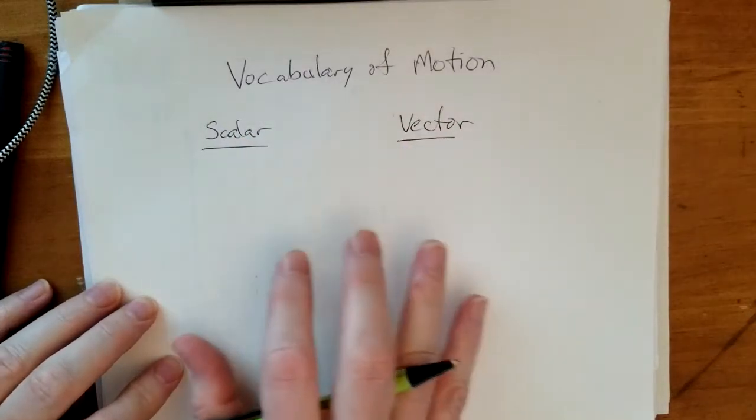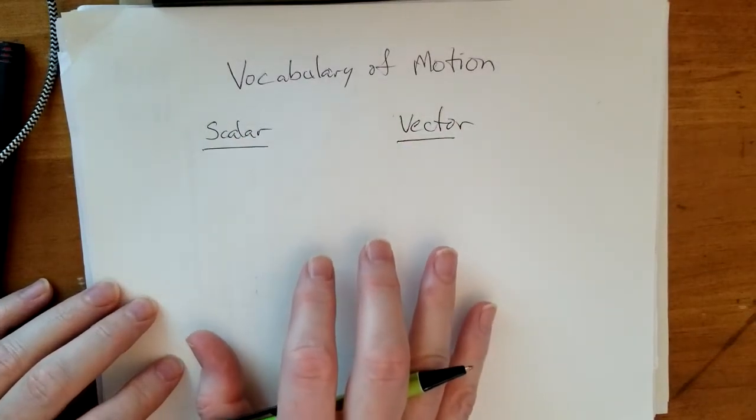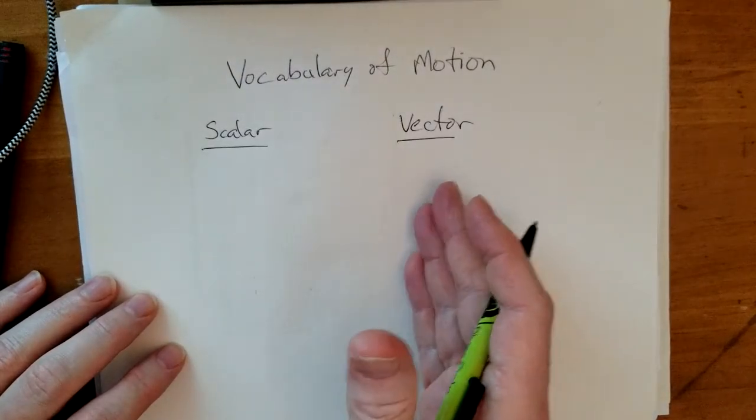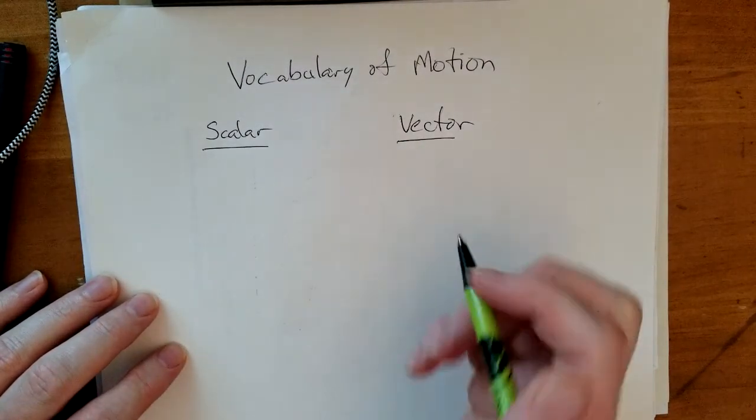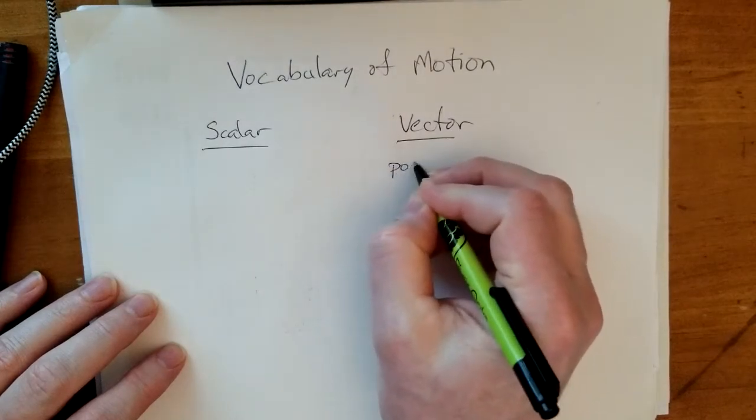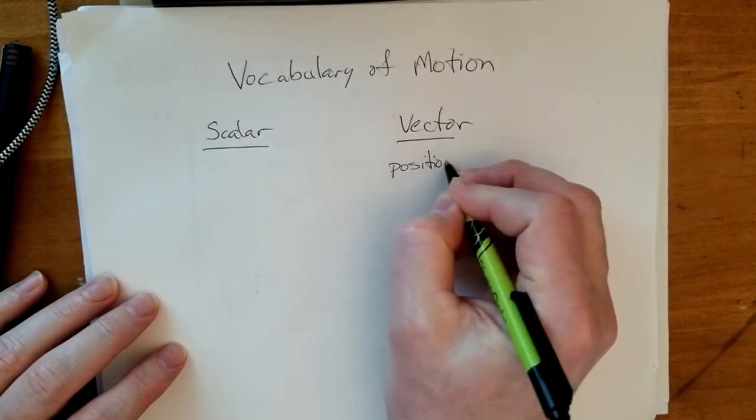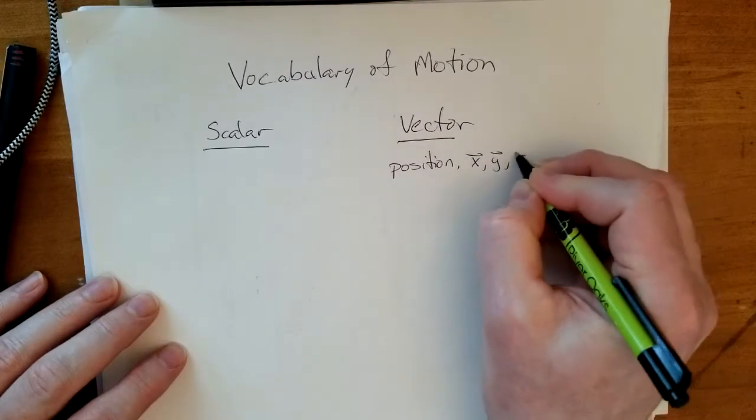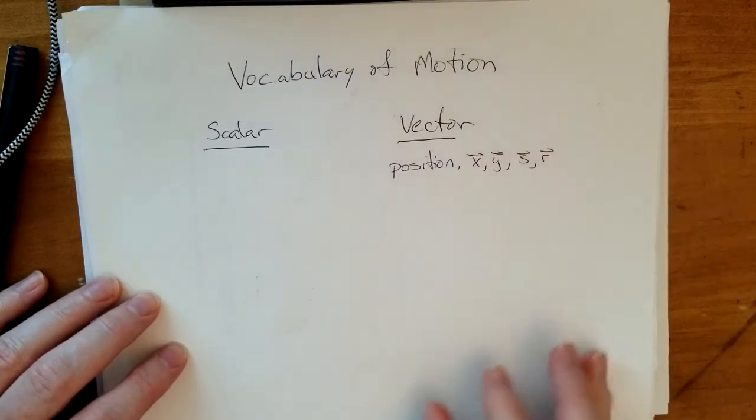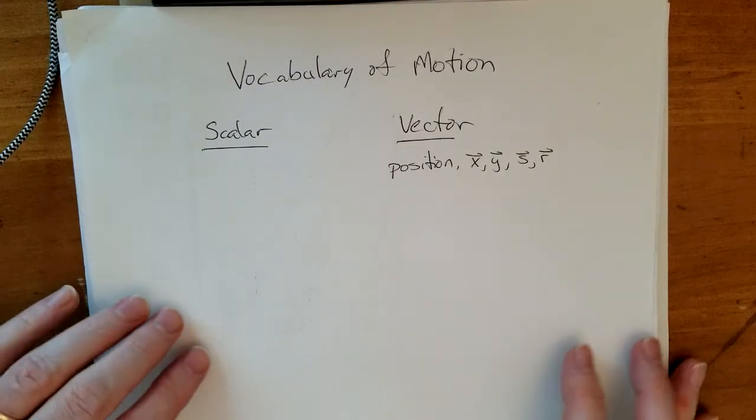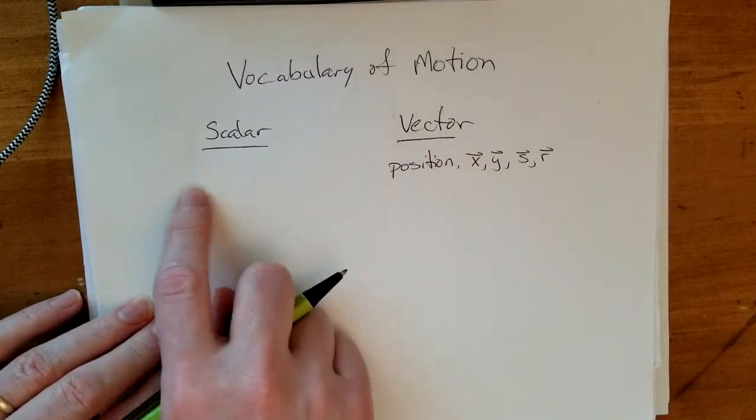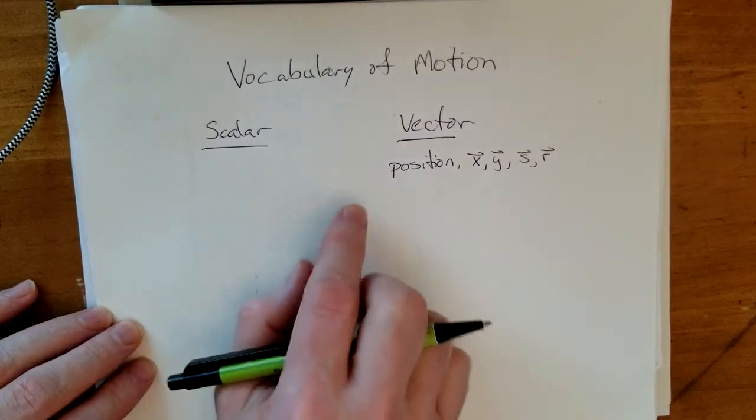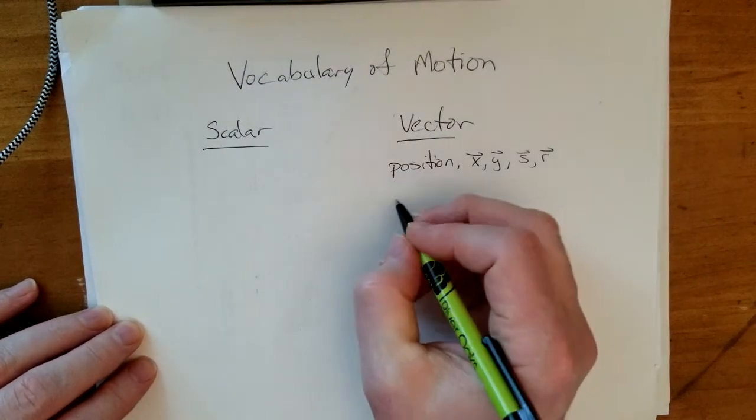There's certain words used when dealing with motion, and some of the words automatically indicate vector, some will automatically indicate scalar. So position is a vector term. The symbol X, Y, S, R, and so on. And there's another video out there where I go into some detail on that. There's not really a scalar equivalent, or I shouldn't really say equivalent, a scalar analog for position.